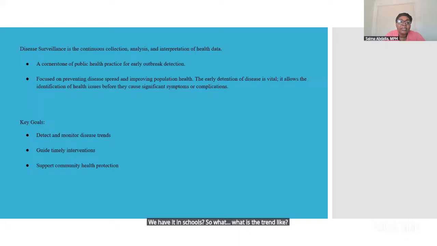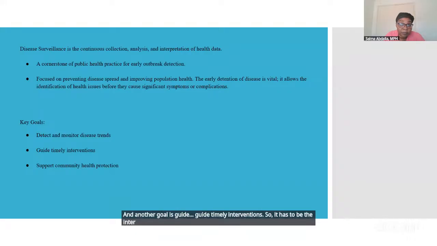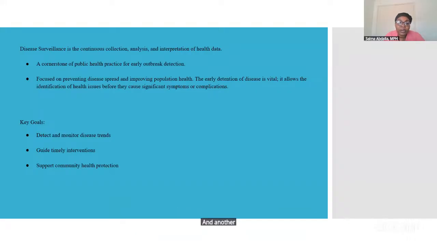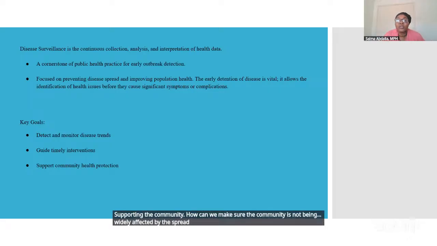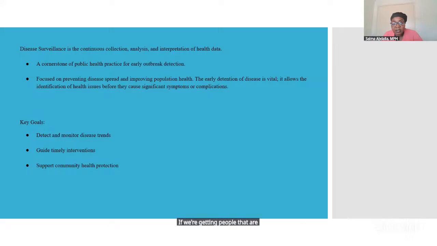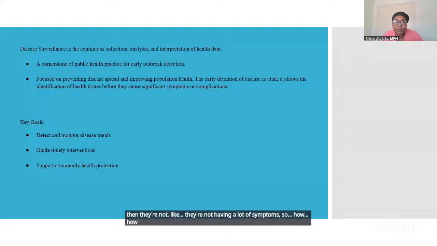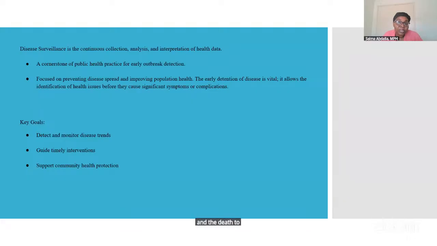And another goal is to guide timely interventions. So the intervention has to be very early on. And another one would be to support community health protection. So the most important thing would be supporting the community. How can we make sure the community is not being widely affected by the spread? And how can we make sure that we are saving lives and people are not dying? So if people are getting the disease, how can we help them not get severe symptoms? How can we decrease the death toll?